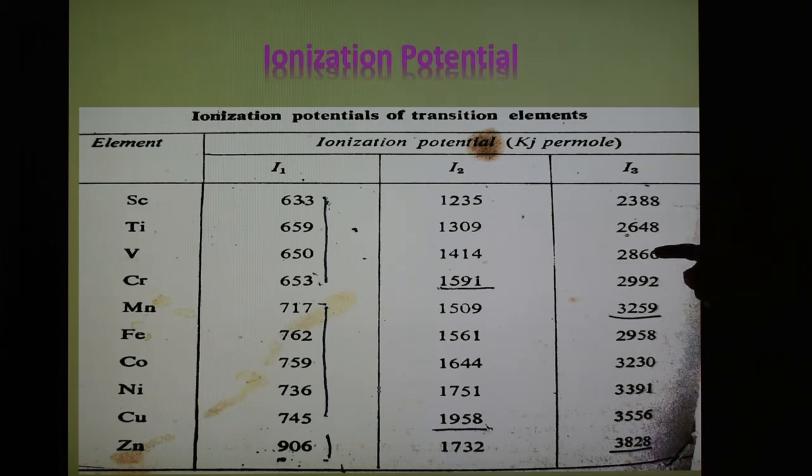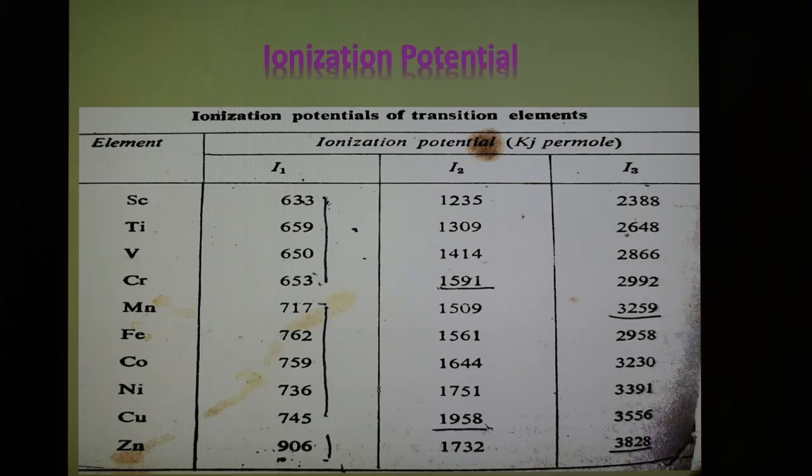In case of third ionization potential, the values of manganese and zinc are also higher, because of the half filled orbital in case of manganese and the d10 configuration in case of zinc. So again removing the third electron from the stable configuration is difficult, but it is possible, but the amount of energy required is more.